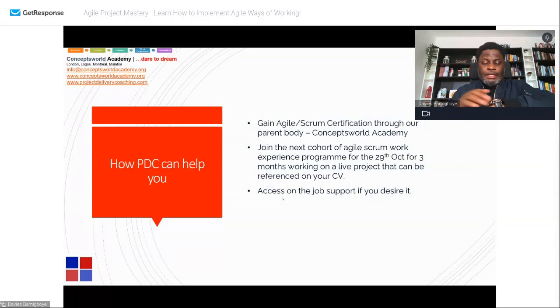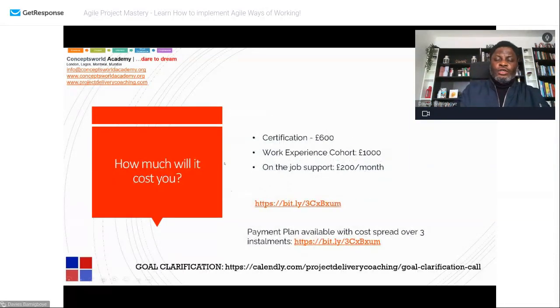Okay, so that is what we offer. So here's the thing. Certification is about £600, work experience is £1,000. Now the job support is £200 a month, which means you pay this as a rolling one. But if you want to put all of this together and bundle them together, we have got a payment plan for you. So, let's say, for example, you want to do work experience alone, you can click on this link to get a payment plan.